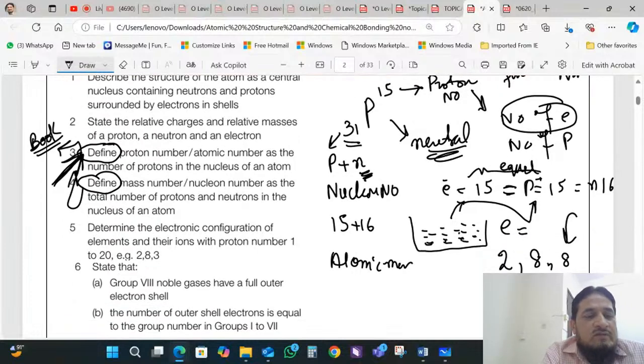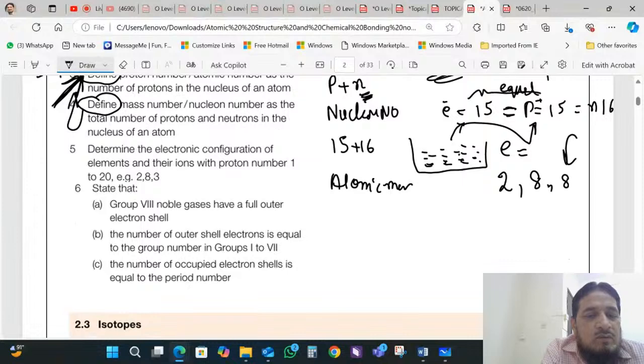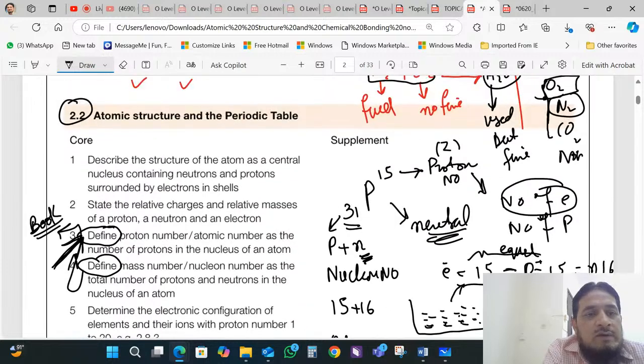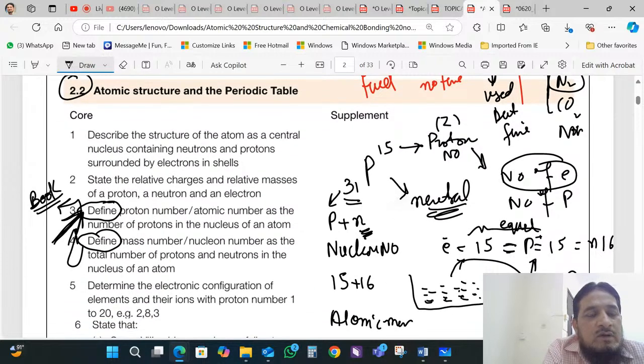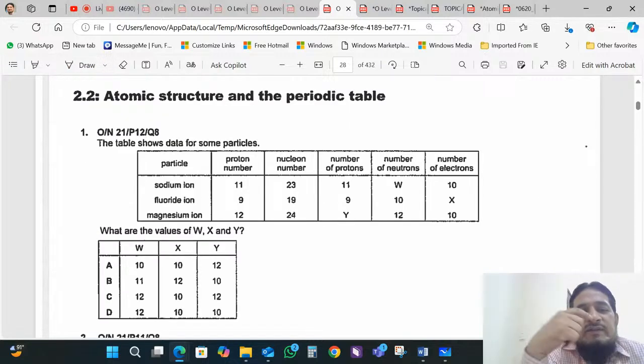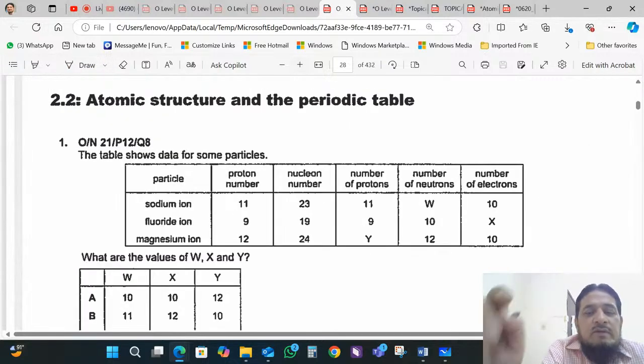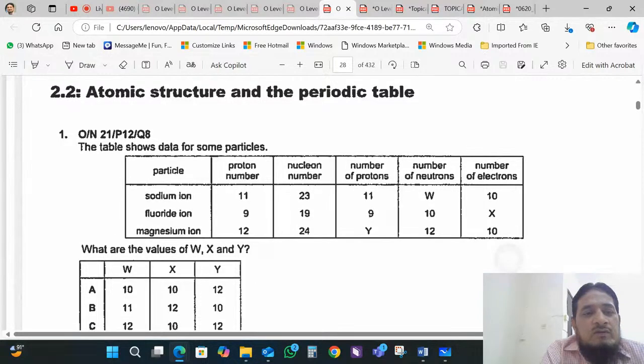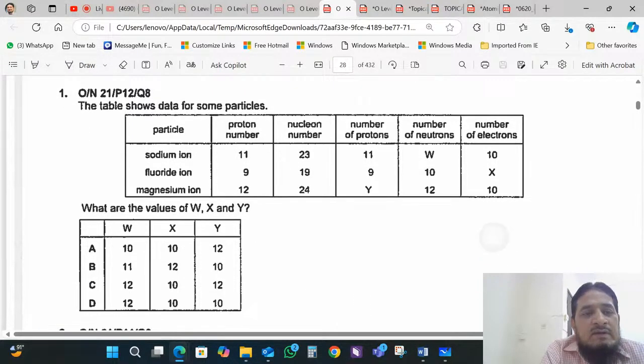Then the electronic configuration and the group number. Group 8 noble gases have a full outer shell of electrons, and the number of outer shell electrons is equal to the group number. We have discussed it. So these are the two objectives of 2.2. Now we will see what kind of questions may come there, and from those questions it will be easier for you to understand why we have to learn this.